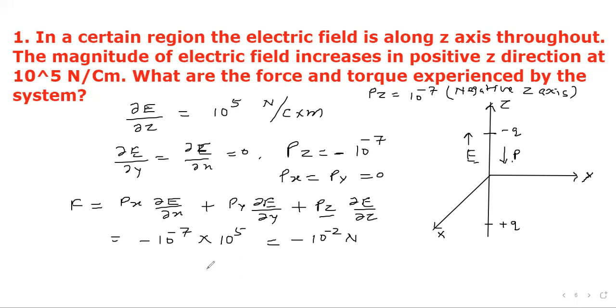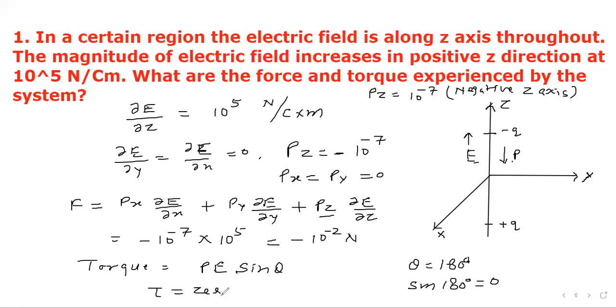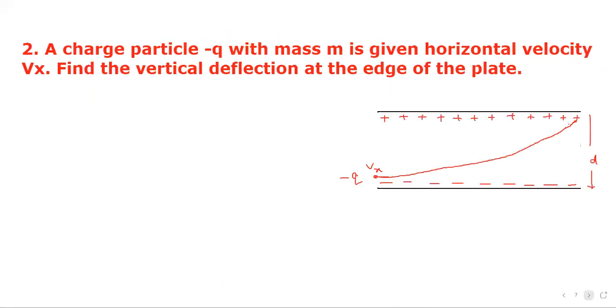Now the torque. Torque equals p E sine theta. The direction of P is along the negative z-axis, while the field is along the positive z-axis. It means theta is 180 degrees, and sine 180 degrees is 0. Hence there is no torque, the torque is 0.